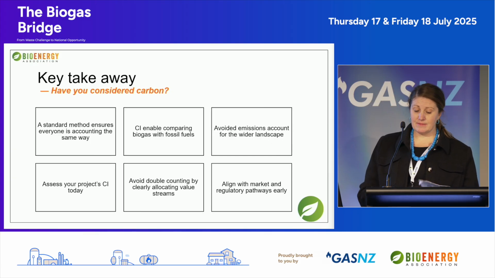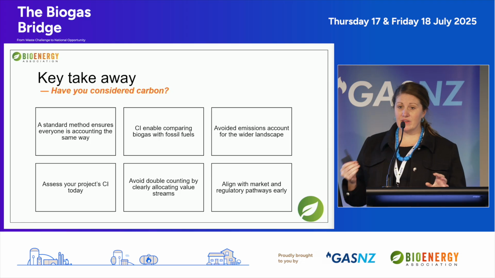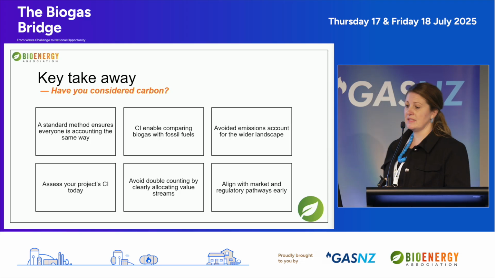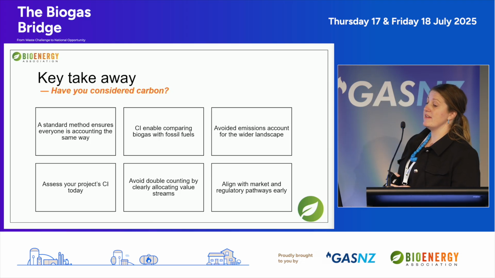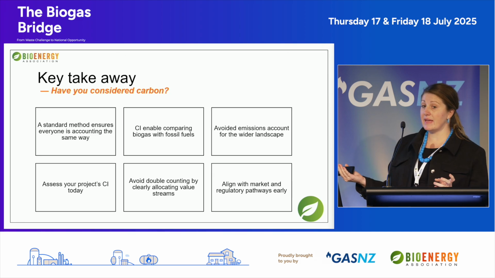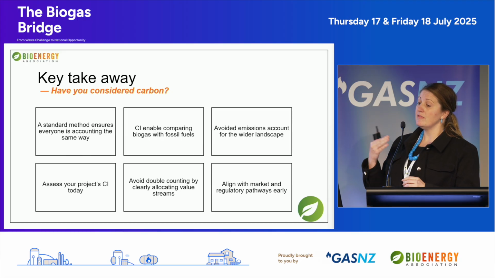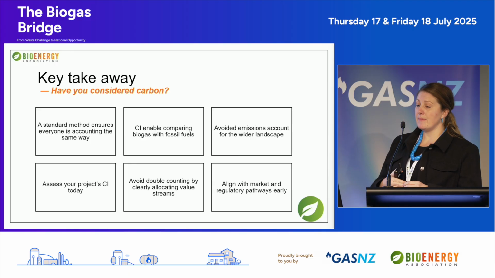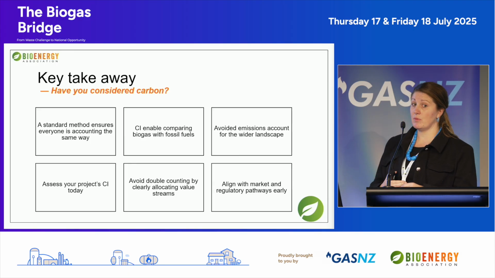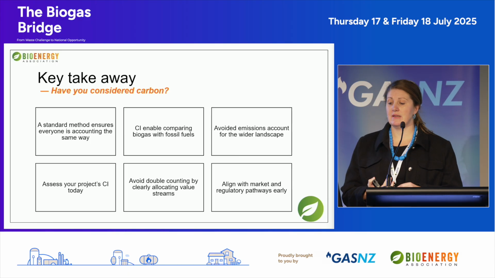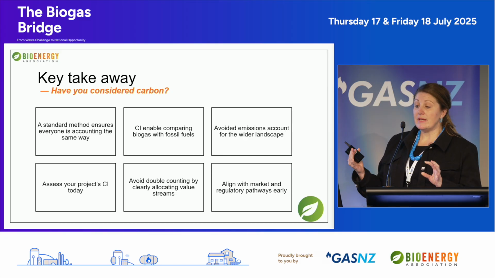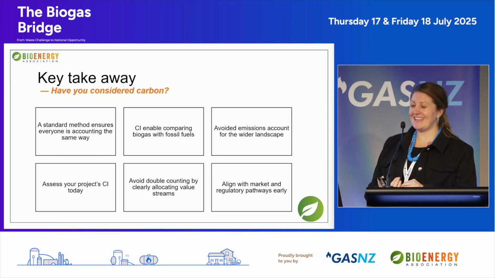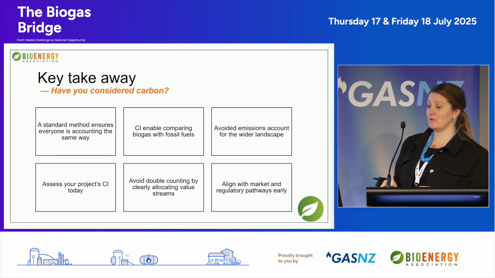So finally, just some takeaways. Have you considered carbon within your process? This is a standard method to ensure everyone is counting the same way. Carbon intensity enables comparing biogas or biomethane with fossil gas. Avoided emissions account for a wider landscape and still can add value. Assessing your carbon intensity project today will enable you to benefit in the future. Double counting, avoid it if you can, clearly allocated value streams and aligned to market and regulatory pathways.